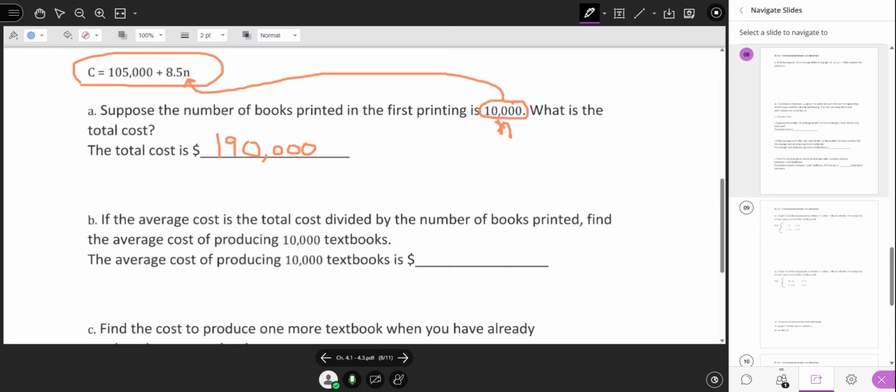Now, the average cost for these 10,000 books is, so we literally divide this by 10,000. Choppa, choppa, choppa, choppa. $19 a book.